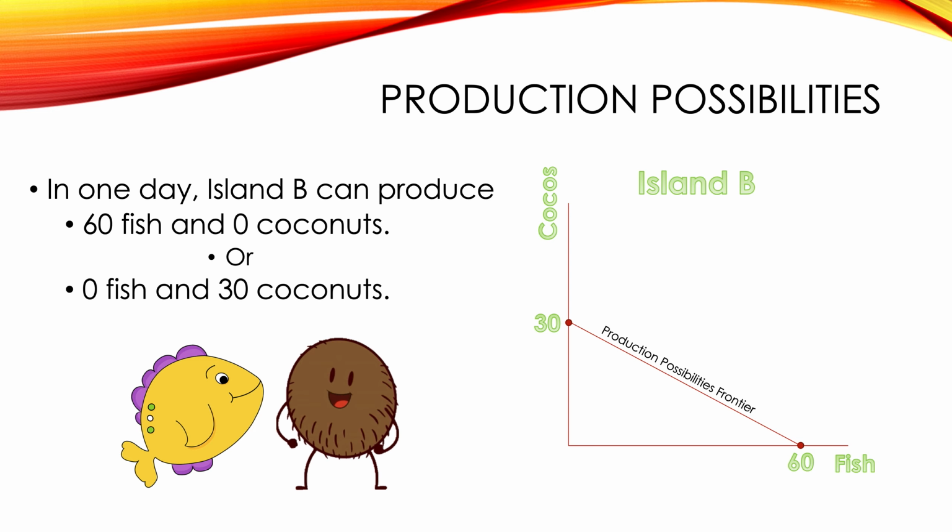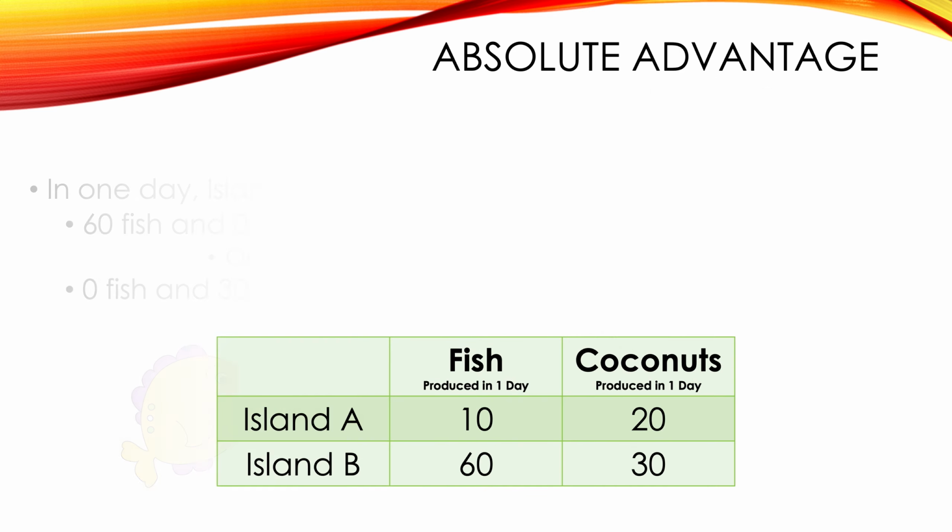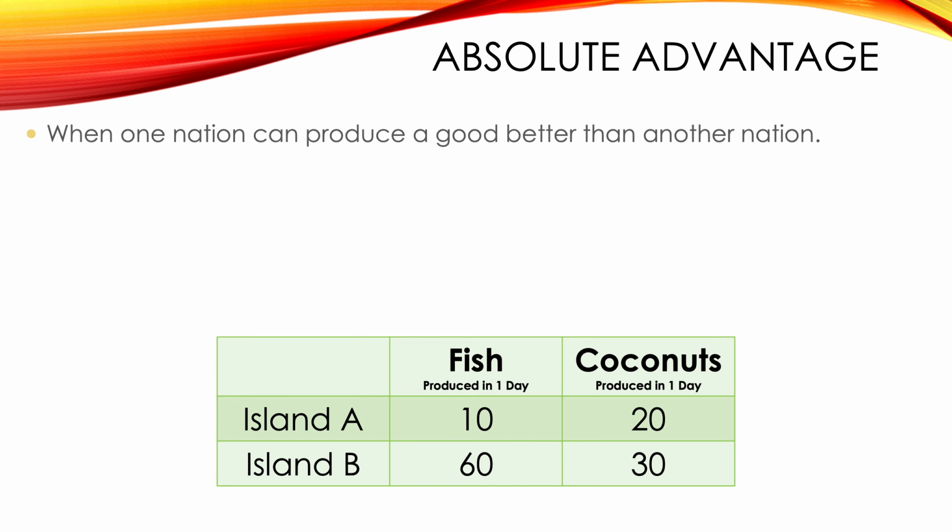So before we get into the heart of the lesson, we're going to talk about an idea called absolute advantage. An absolute advantage is a pretty simple idea. It's when one nation can produce something better than another nation can. So for instance, we have two islands, Island A and Island B. What I've done here is organize all of this information into a nice, neat table. Island A, if they only produce fish, can produce 10 fish in a day. If they only produce coconuts, they can produce 20. Island B, on the other hand, if they only produce fish, can produce 60 fish. And Island B, if they only produce coconuts, can produce 30 coconuts.